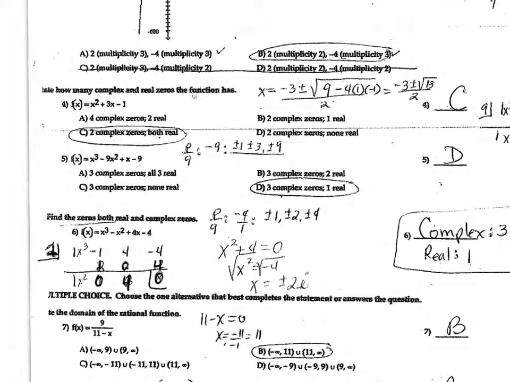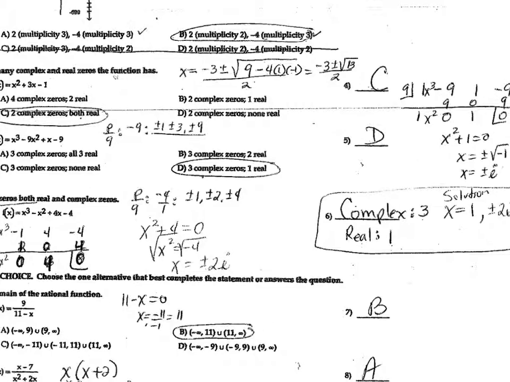For number 4, it says state how many complex and real zeros the function has. Some of you don't know, so let me retract myself. For complex zeros, you go with the leading term. Whatever the highest degree is, that is the number of complex zeros, which is 2. Now how do we know if it's both real, imaginary, or just one real?